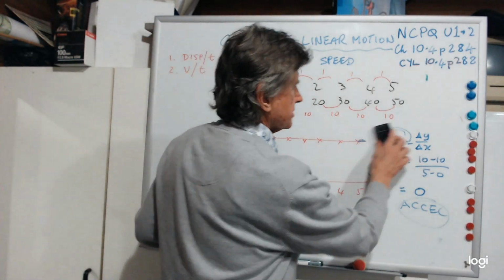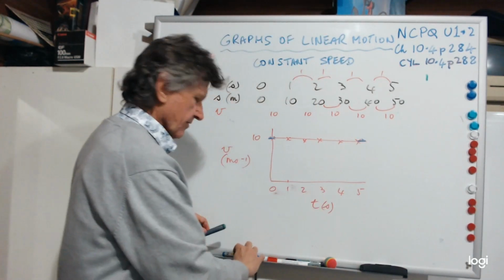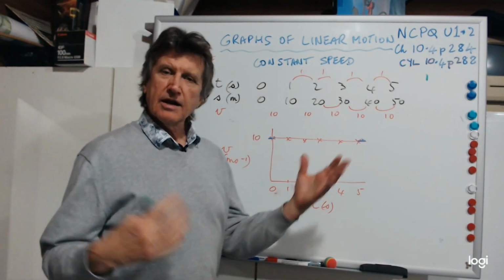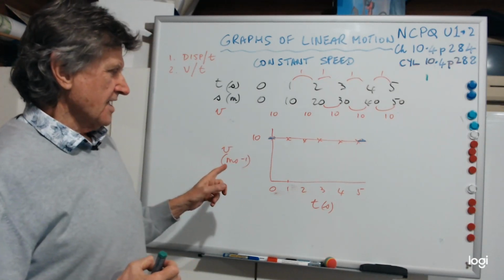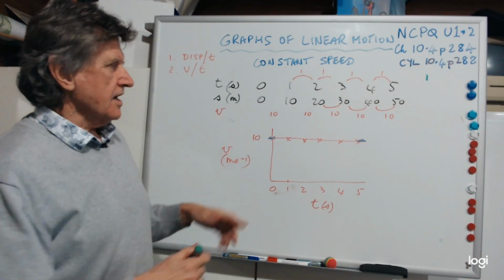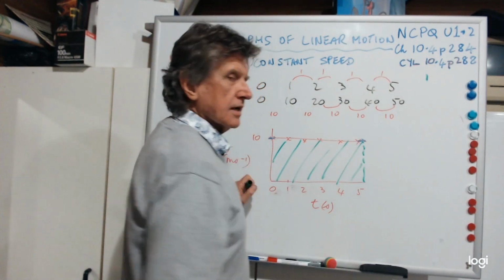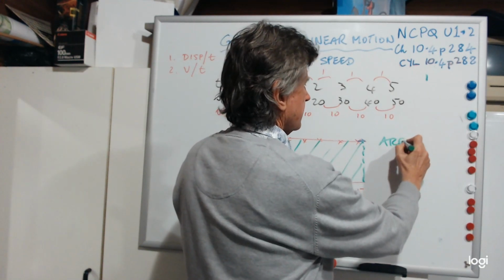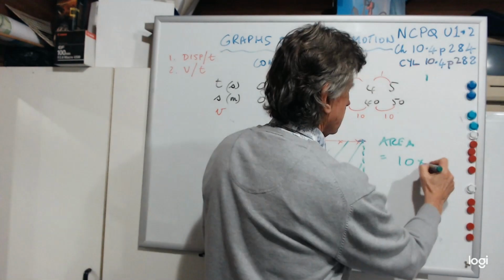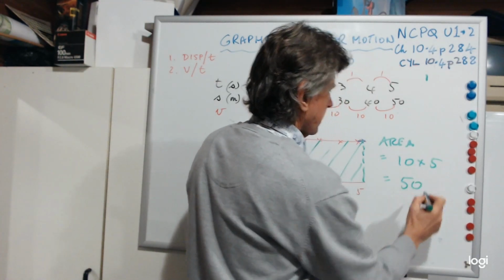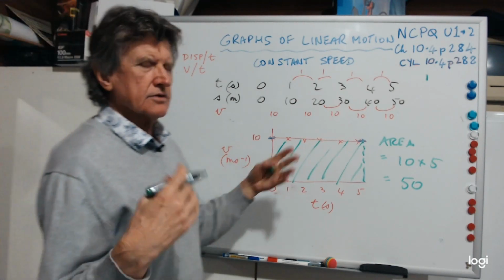Now, this is where I started to tell you something, and I realised I was making a mistake, but I was happy to own my mistake. Nothing wrong with making mistakes. The area under this, now if we work out the area, let's have a look. The area is just 10 times 5, which is 50.